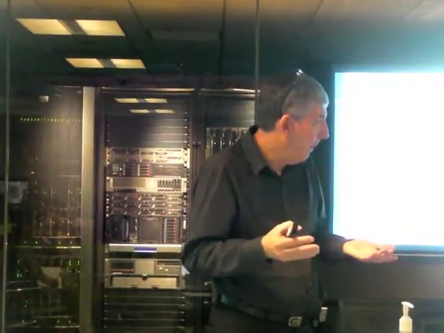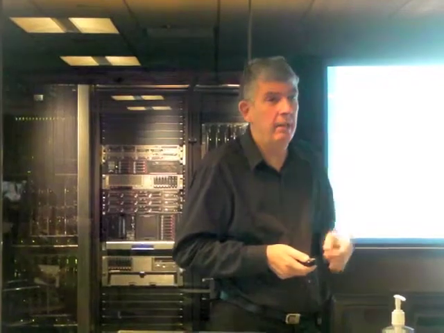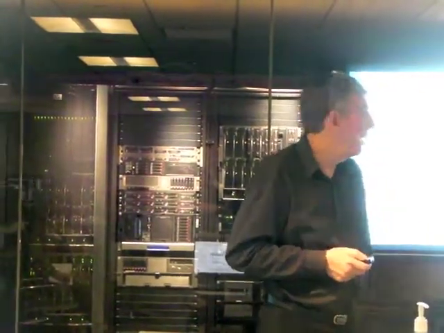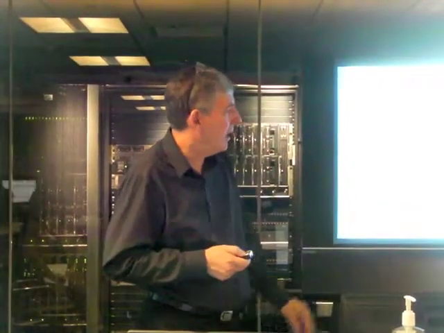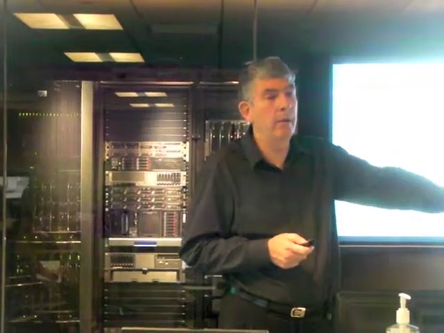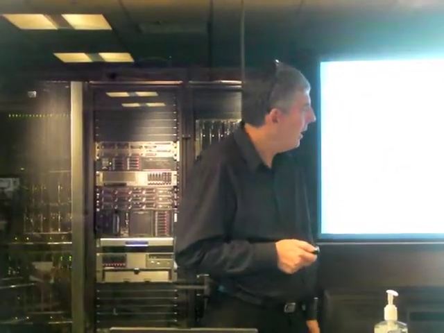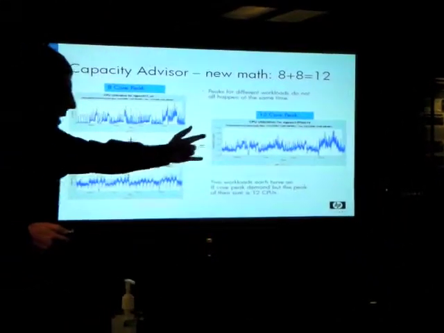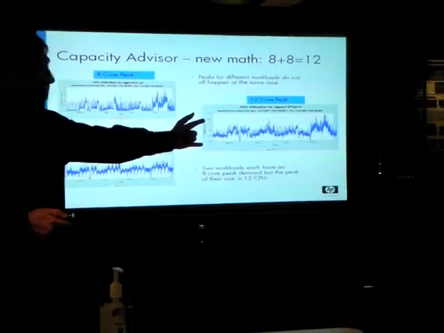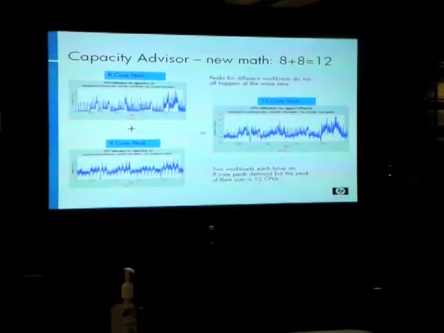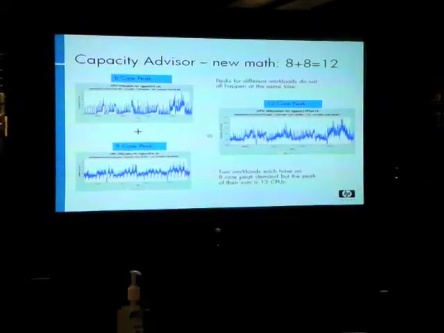Well, in the past what we would do is guess. Oh, I think I can take that, and I think I can put this. But what we have is a tool called Capacity Advisor that allows me to actually capture what the utilization has looked like over a period of time. Then you get what we call new maths. So here is the 8 CPU system, the second 8 CPU system, but if I actually stack them, I can say with certainty that this will actually run in 12 CPUs. So the new maths: 8 plus 8 equals 12.